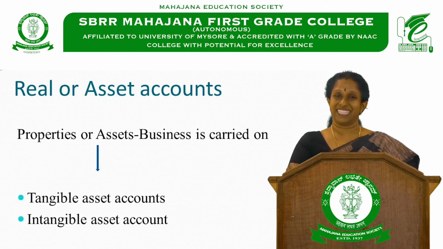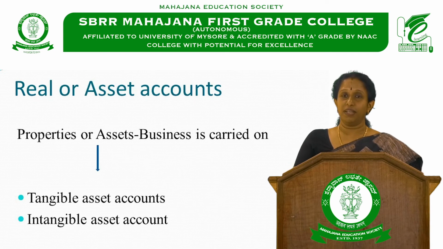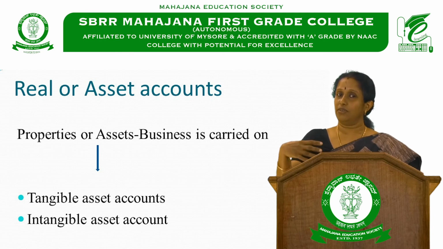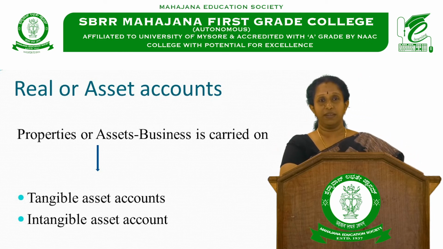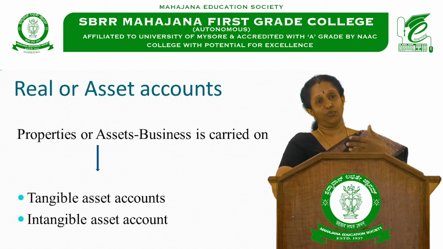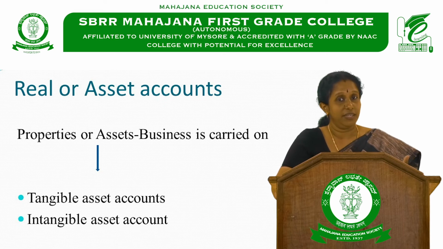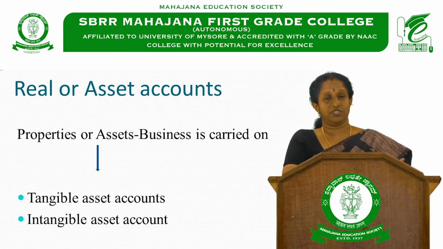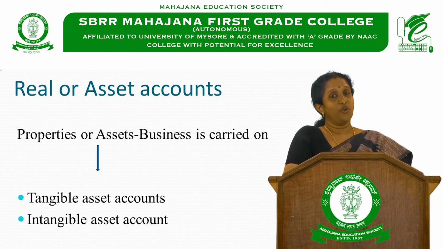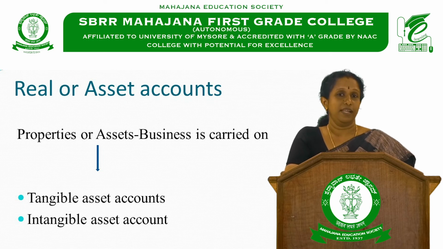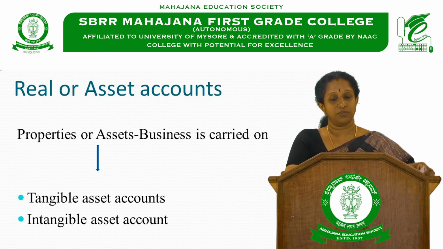This is nothing but the asset account. Okay, so this is nothing but the properties, or the assets, with which the business is carried on. It can be a tangible asset, or it can be an intangible asset. Tangible refers to what you can see, what you can feel, which has a physical existence, like your furniture, buildings, or machinery, all these things. And intangible refers to what you cannot feel or touch. Say, for example, your goodwill, your copyrights, your patents, all these are intangible assets, but still they have a value. That's the thing.